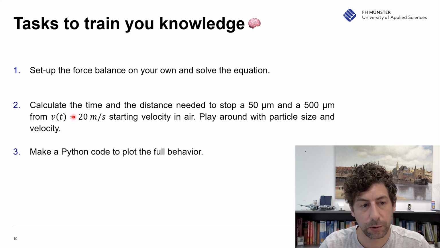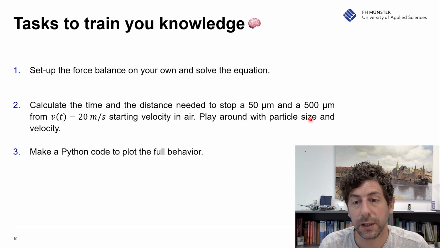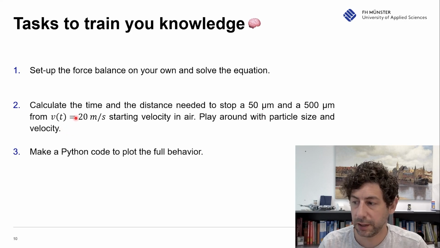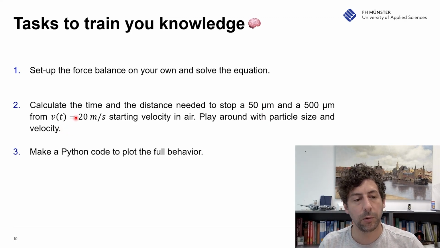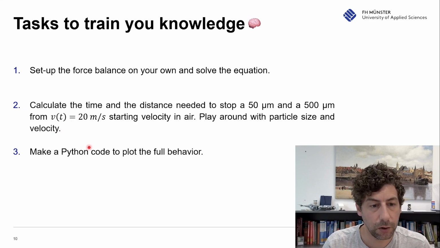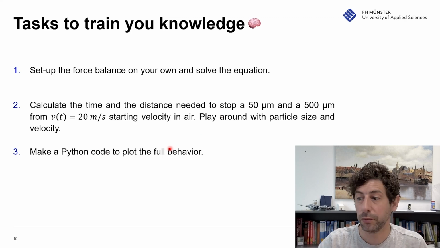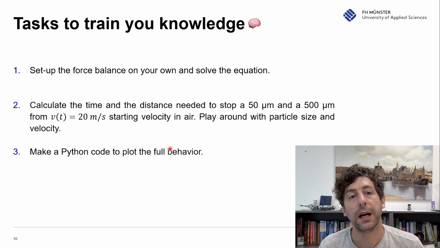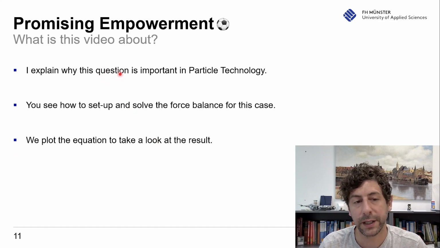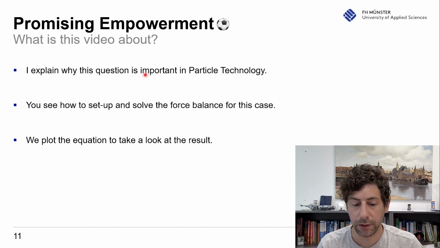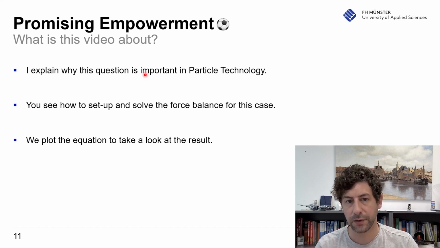But then I would also recommend to play around a little bit with the particle size and with the velocities to see these influences and how the result will change. And finally, I would also really recommend to make a Python code, and then you can play around with all the values easily, and you see the full behavior as in the diagram I showed you. Okay, so with this, I hope I could explain why this question is important in particle technology, because in a lot of unit operations, the question how fast a particle stops in a gas is quite important.